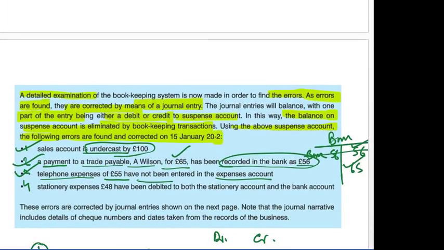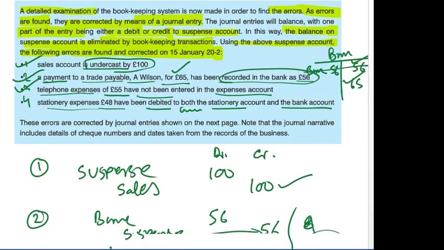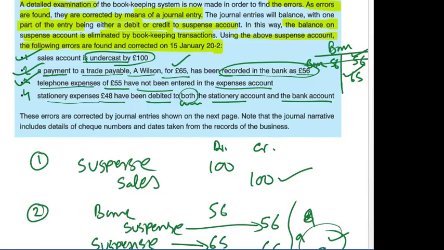That's how you keep correcting the obvious errors opposite your suspense in the journal, and you take your items into your suspense T account. The last one. Stationery expenses 48 have been debited to both the stationery account and the bank account. Wait a minute. Now, stationery account debited, that's fine. You're purchasing stationery, debit, fine. But your money going down, bank should be credit, but we didn't do it. Rather, we did bank debit as well because both are debited.